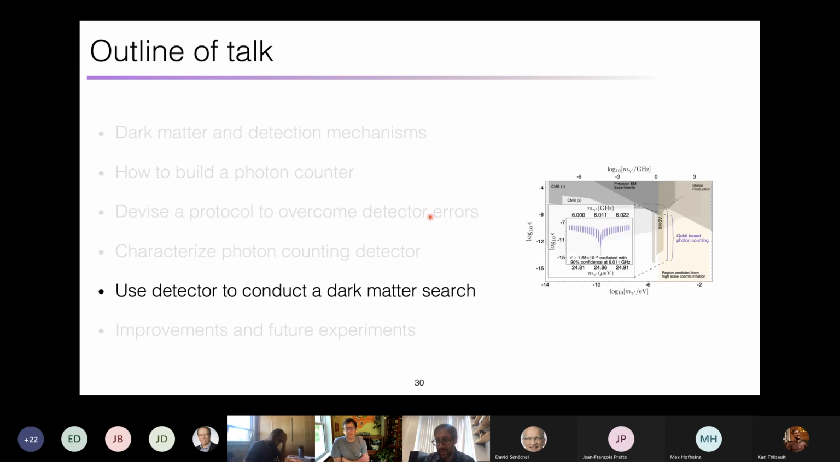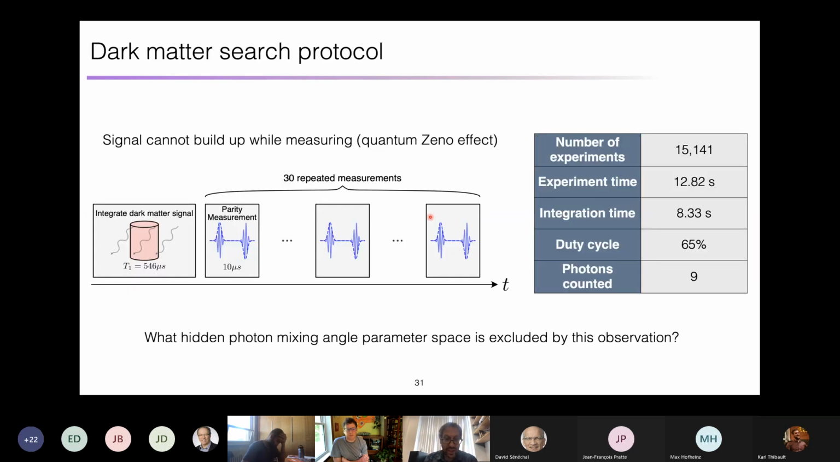And so then what we've done next is essentially a hidden photon search, but just at this one very particular frequency. But this let us go through all of the stuff that you need to do in order to understand the systematics and the backgrounds and things like that. So again, what we do is we need to wait for the dark matter to build up in the cavity. So we wait for basically one cavity lifetime.